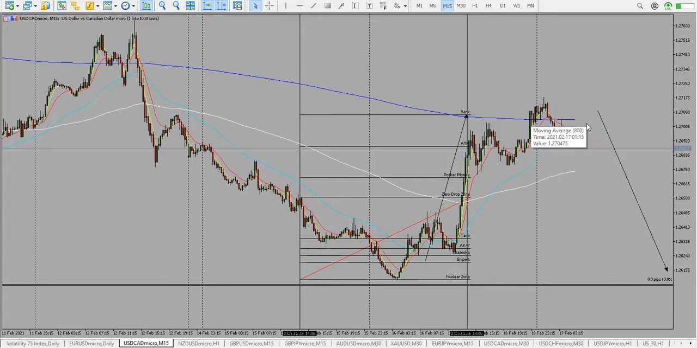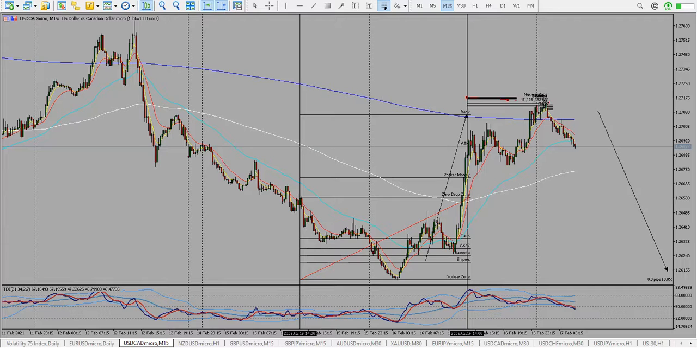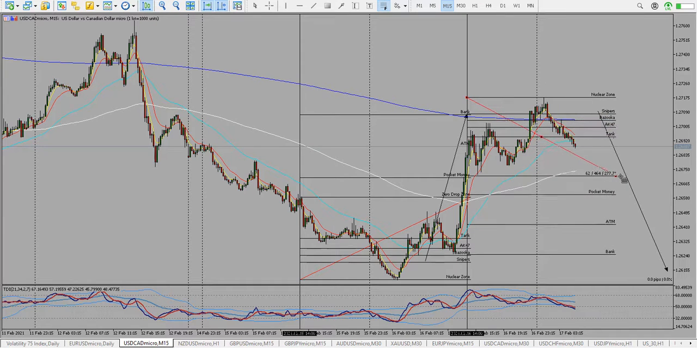Now I'm looking for a rinse move. This will be the low of New York, then this will be the high of New York. Then whenever I'm going to place my Fibonacci, I'll place it from the high of New York to the low of New York, which is this line.